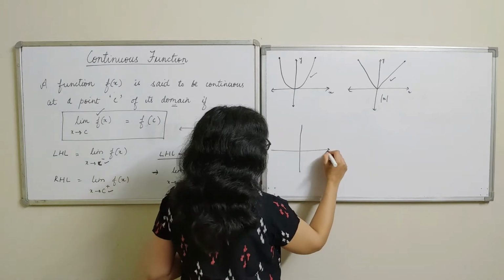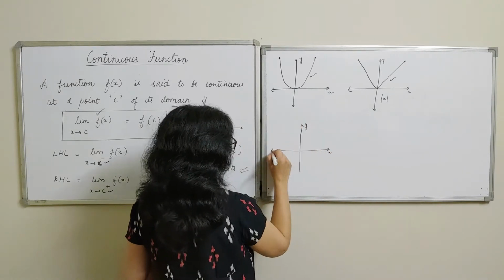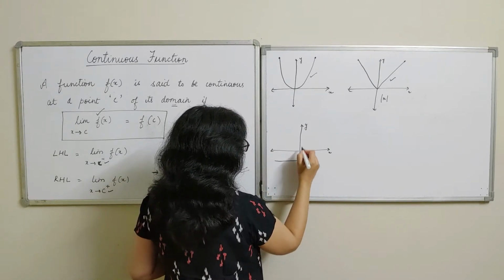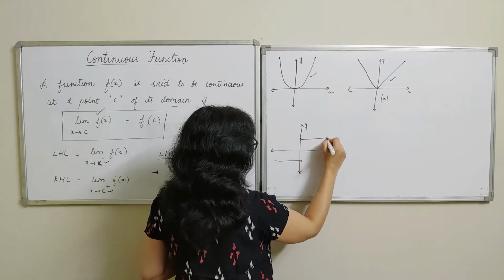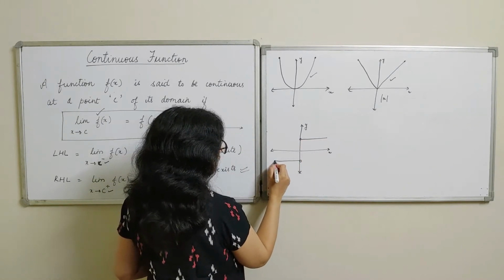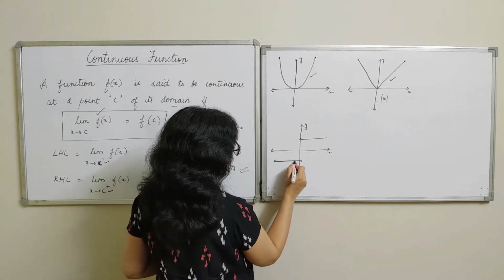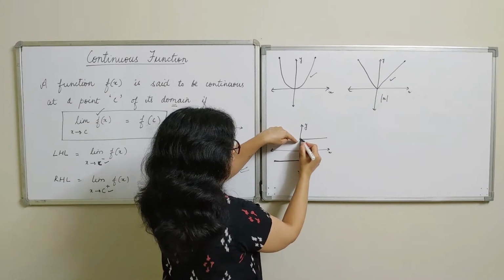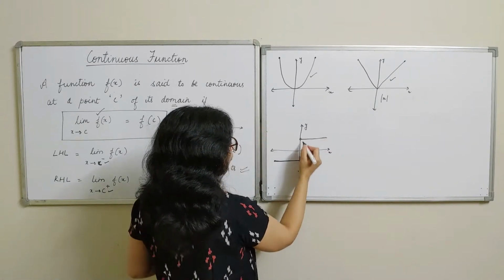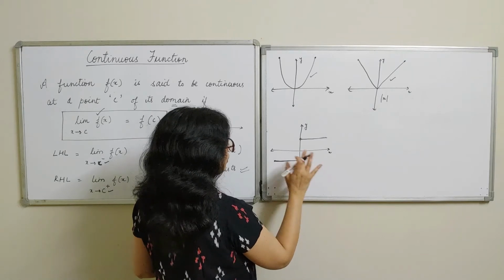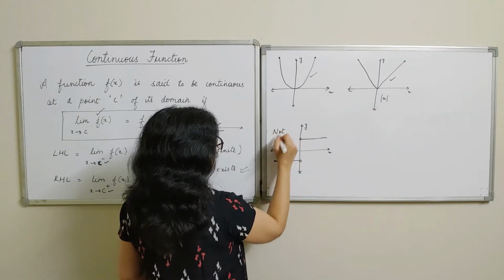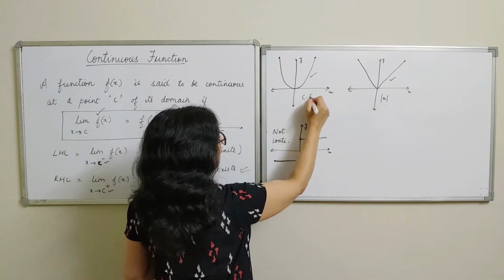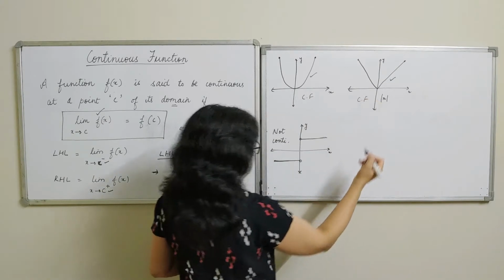Some more graphs here. If a graph is drawn, say, somewhat like this, and like this. Then while moving from the left side, from this point we can go to this point, and then to reach this point we have to lift our hand and then continue. Since there is a lifting of the hand, this is the graph of a function which is not continuous. This is the graph of a continuous function. This is also the graph of a continuous function.